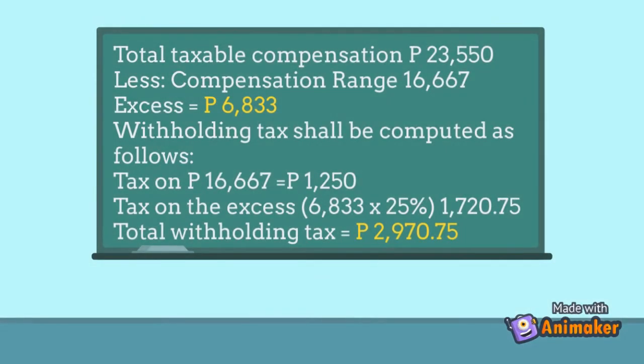The total taxable compensation of Lucky is 23,550, less the compensation range of 16,667. The total will be 6,833. The withholding tax shall be computed as the tax on the 16,667, which is 1,250, plus the tax on the excess, which is 6,833 times 25%, or 1,720 and 75 cents. The combination of both taxes is 2,970 and 75 cents.